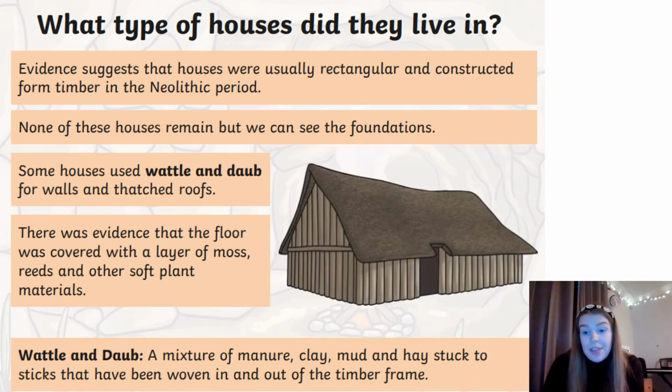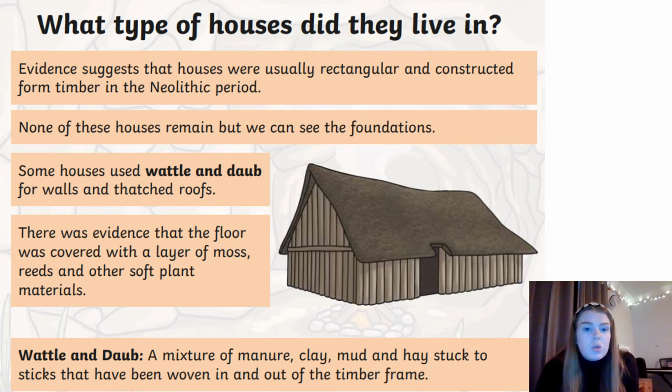So in the Neolithic time period, the one that's closest to us, evidence suggested that houses were usually rectangular and constructed from timber. So they're going to be a lot more like how we would see the houses we live in now. And we can recognise that from the picture. None of these houses remain again, so there's no direct evidence of them, but we can see from the foundations, from the marks that they've left behind.